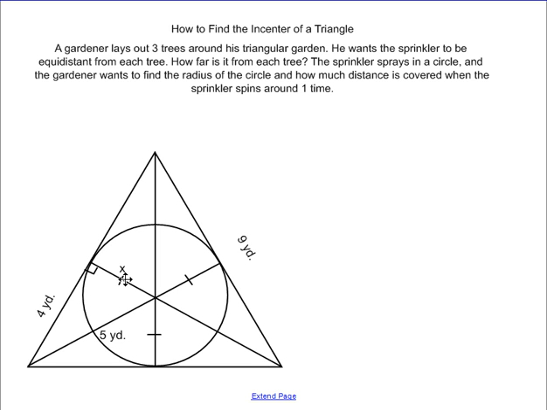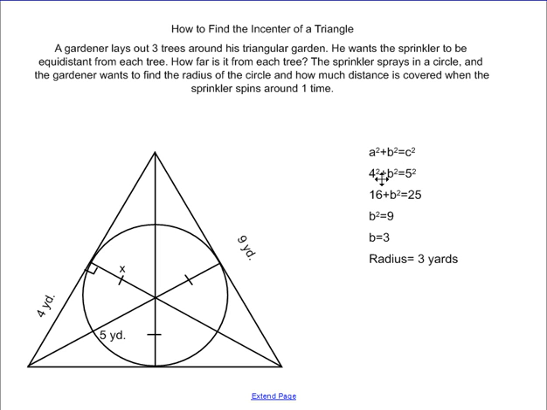So we are going to be looking for x, which is the radius of the inscribed circle. So we will use the Pythagorean theorem, because we have 4 yards as one leg, x yards as another leg, and 5 yards as the hypotenuse. So we can use the Pythagorean theorem, which is a squared plus b squared equals c squared.